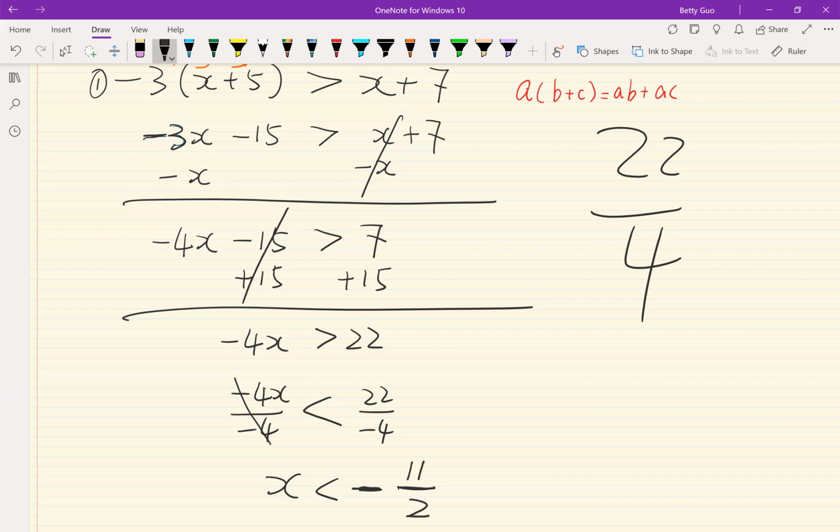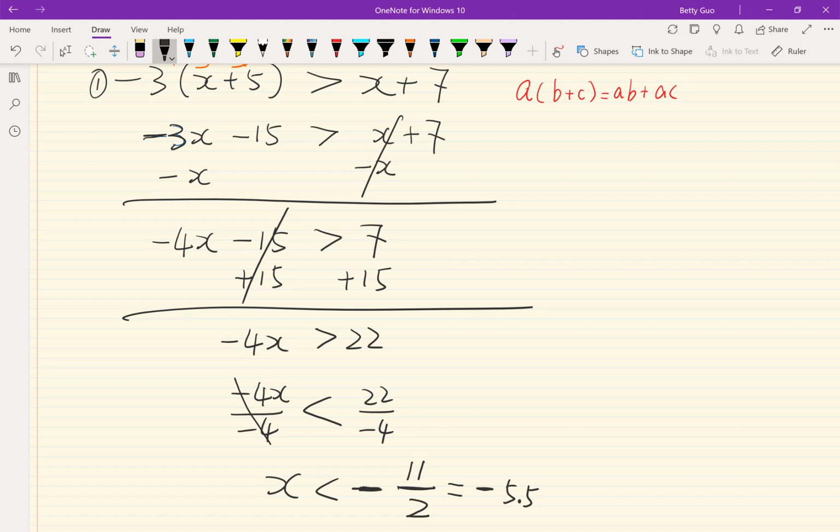Do you see that? So once you isolate x on the left, you should have x is strictly less than negative 11 over 2 or negative 5.5. Yeah, it doesn't hurt to convert it to decimal, right? 11 over 2 is negative 5.5.